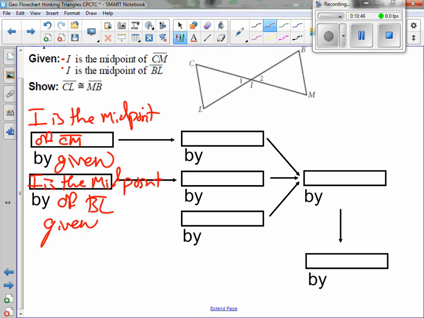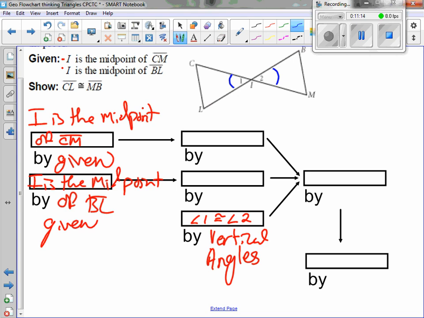So we can say that those two angles are congruent, because 1 and 2 are, again, vertical angles for this here. Now, I'm going to put this down here. Angle 1 is congruent to angle 2 by vertical angles, or our vertical angles theorem. So we can say that these two angles are congruent.